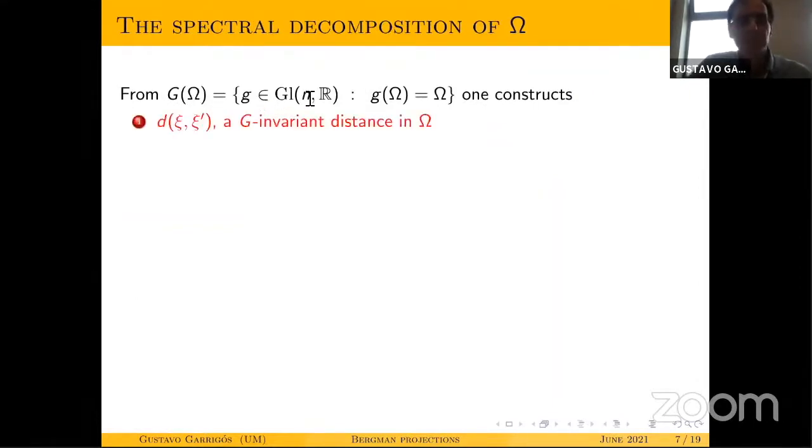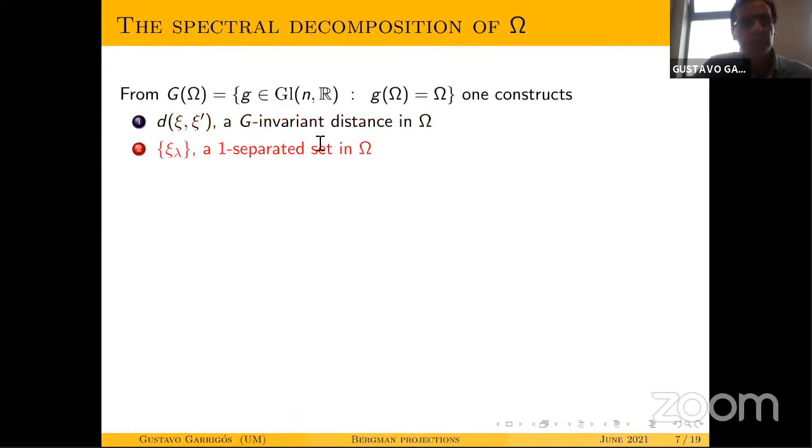So G omega is the set of linear transformations that preserves the cone. And then what you would do here is, in the cone, you identify the cone with a subgroup of G omega, the subgroup H, and then you introduce a measure which is invariant under H, or even invariant under G, okay, a distance. So you identify the cone with a Riemannian space, and then you introduce the Riemannian distance, which is invariant under G.